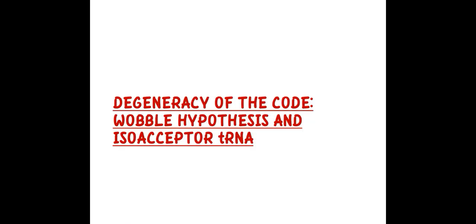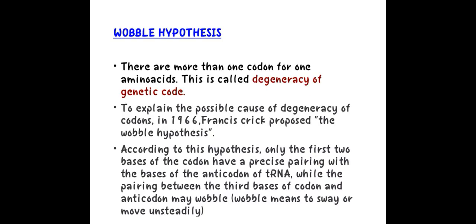Degeneracy of the code, Wobble hypothesis and isoacceptor tRNA. Wobble hypothesis. There is more than one codon for one amino acid. This is called degeneracy of the genetic code. To explain the possible cause of degeneracy of codons, in 1966, Francis Crick proposed the Wobble hypothesis.